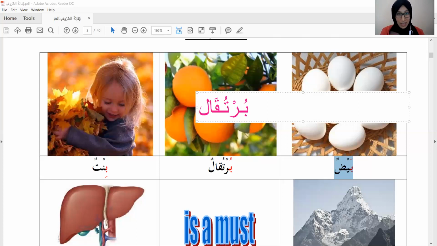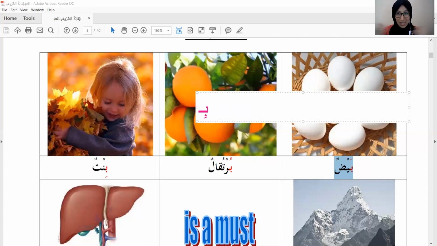Lam at the end. I don't connect it because I have alif before. And with lam, I have two dhamma. So I can say burtuqal since it's at the end, and I can say burtuqalun. Burtuqalun.